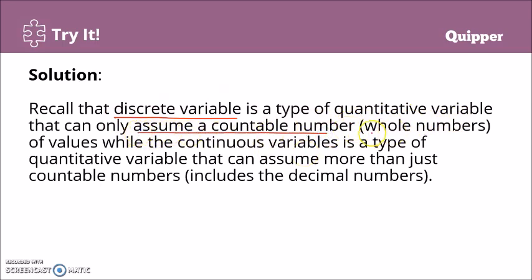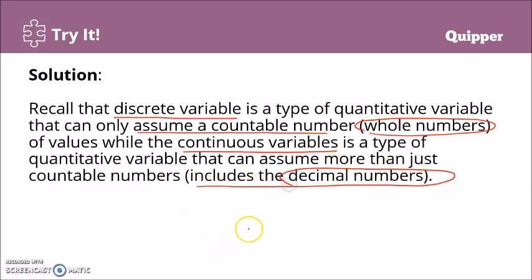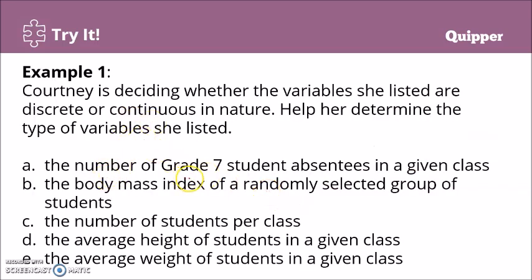Okay? Countable number, whole numbers, kumbaga. While continuous variables is a type of quantitative variable that can assume more than just countable numbers, meaning it includes decimal numbers. Pwede siyang magkaroon ng decimal numbers. Okay? So, let's answer. The number of grade 7 student absentees in a given class. So, grade 7 student yan. Student, hindi naman pwedeng mag-decimal ang student, diba? Wala namang 1/2 na student. So, letter A is a discrete variable.